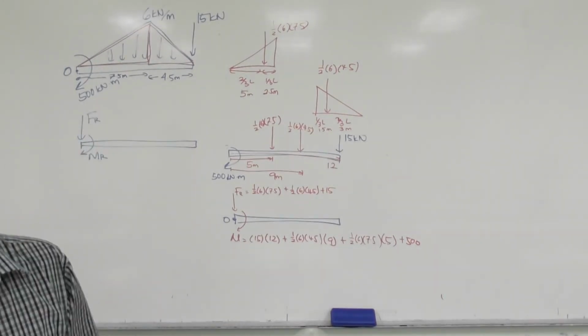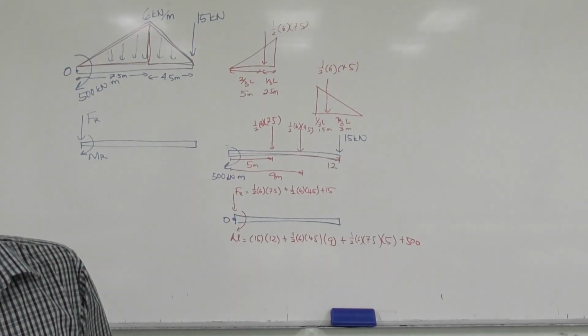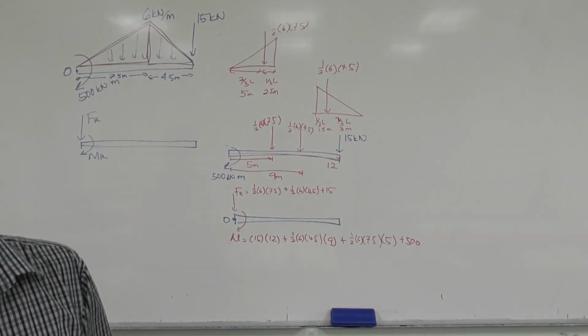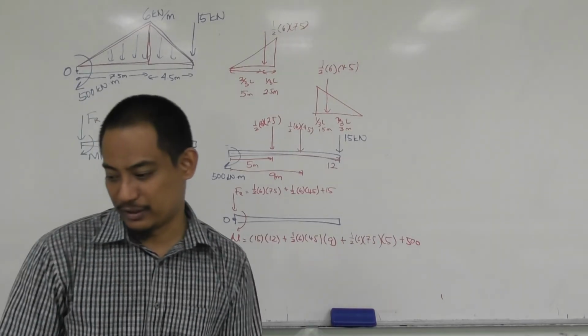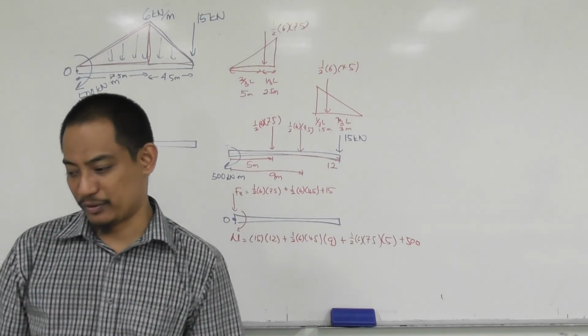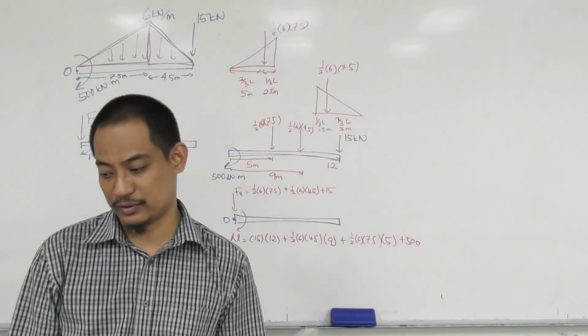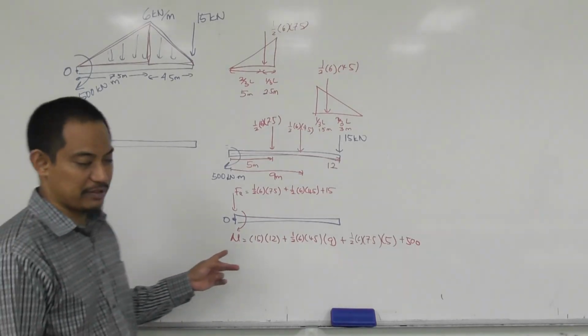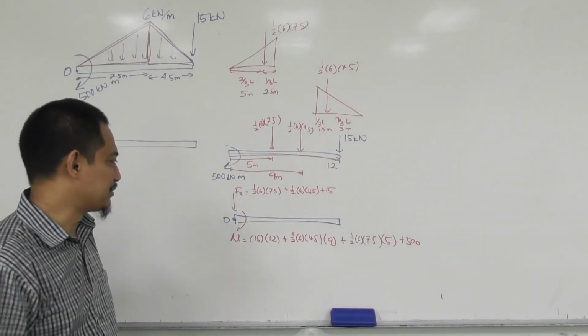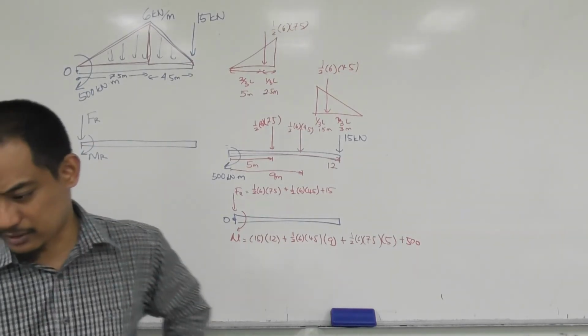And you can see the answer in the slide. You get Fr equal to 51 kilonewton, and you get the couple moment at point O as 914 kilonewton meter. So you can verify your answer, or even my answer if I have made any mistake. Please point out as such.